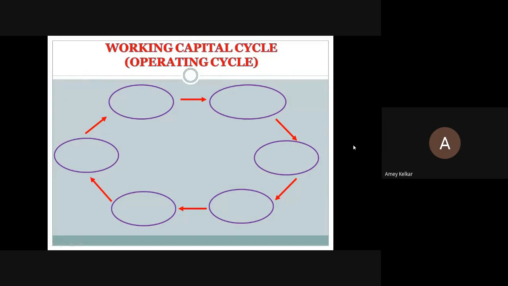So moving further, we have something called the working capital cycle or operating cycle. This is a general cycle which starts with cash or credits or money. With that we purchase the raw materials. With that the work starts. We get the finished goods. Those goods are sold. We get the accounts receivable, which is again converted into cash. And this working capital cycle or operating cycle continues.